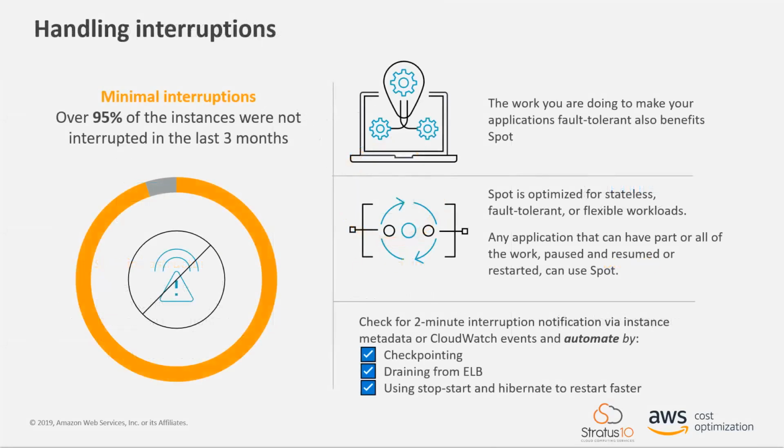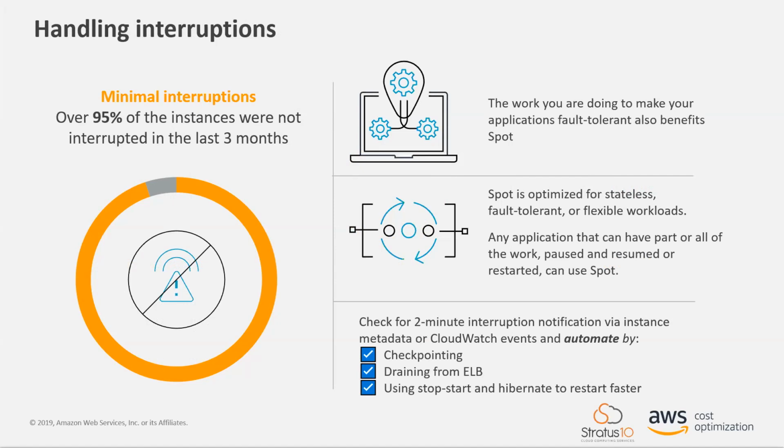Okay, so with that, how are you going to handle those interruptions? Interruptions are important to understand because Spot, by nature, is an interruptible product. So you want to make sure that you put the right type of workload on the Spot. Applications should be able to handle restarting where they left off and not rely on persistent data. Essentially, any application that can be paused, resumed, or restarted can use Spot.